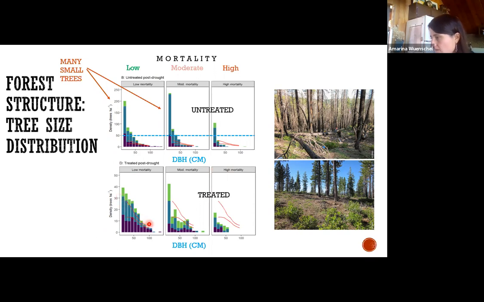And in the low mortality class, you can see that this really does follow sort of the nice distribution like we'd want it to. In the moderate mortality class, we're seeing sort of fewer trees, especially in this range. And then here in the high mortality class in the treated stands, we really have lost our larger trees. And again, this is probably due to the fact that the beetles preferred the larger trees, but it's somewhat concerning.